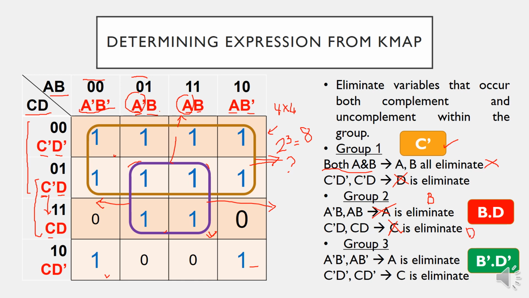So the final expression for this group will be B and D, because B is not changing here and D is also occurring in the uncomplemented version, so that's why we have BD.